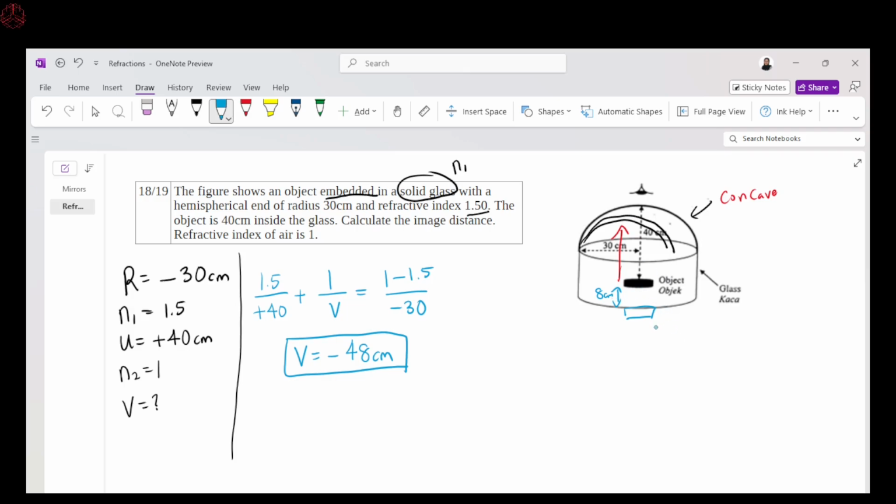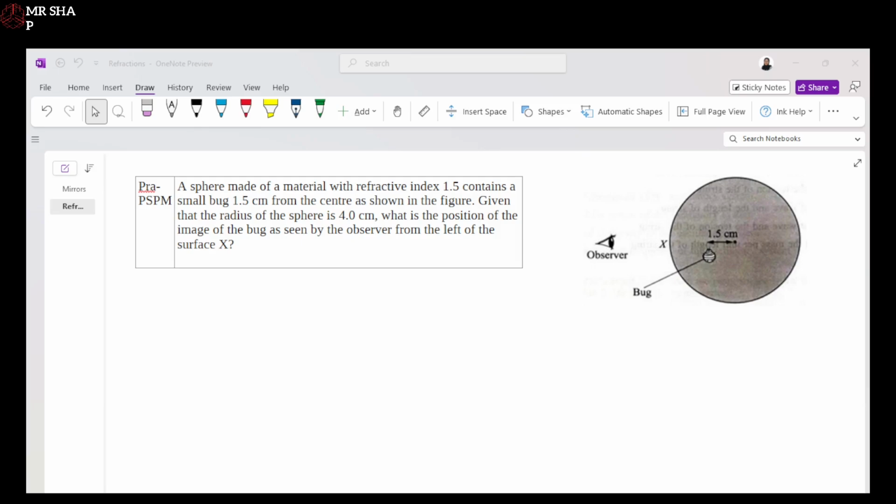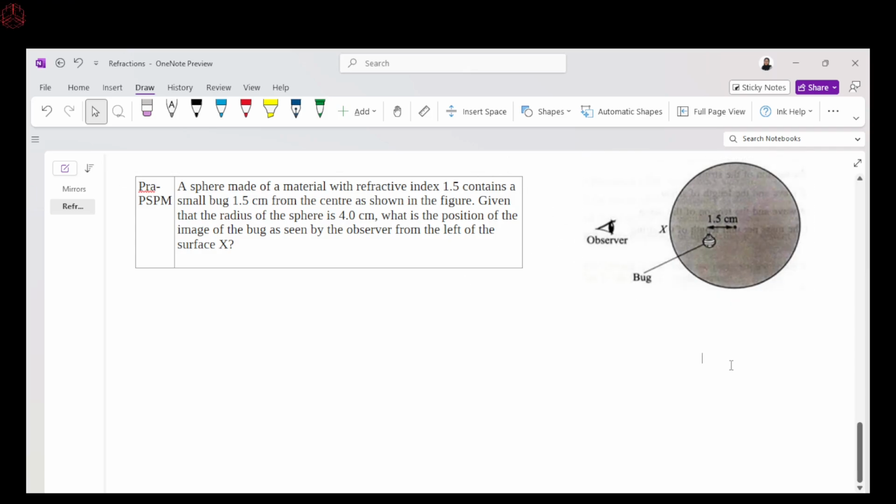deeper into the glass. All right, so we will proceed to the last question that we want to discuss. This question I've taken from one of the pre-PSPM papers, from one of the colleges. I will not say which college it is from. I'm just going to discuss the question. So let's look at the question.